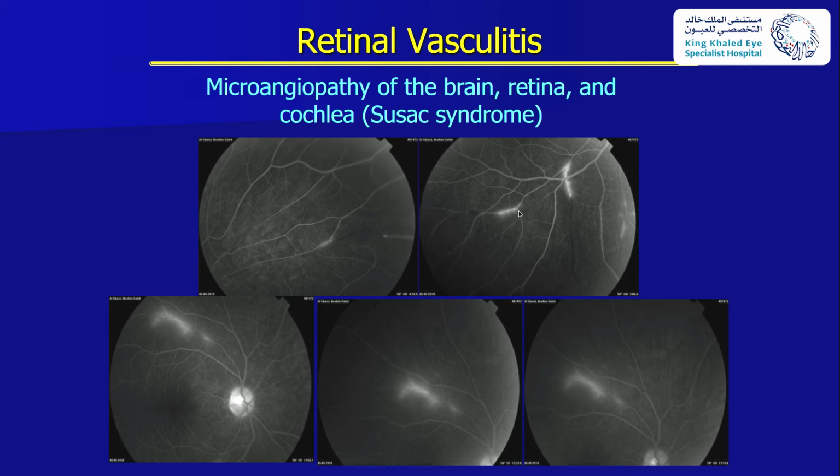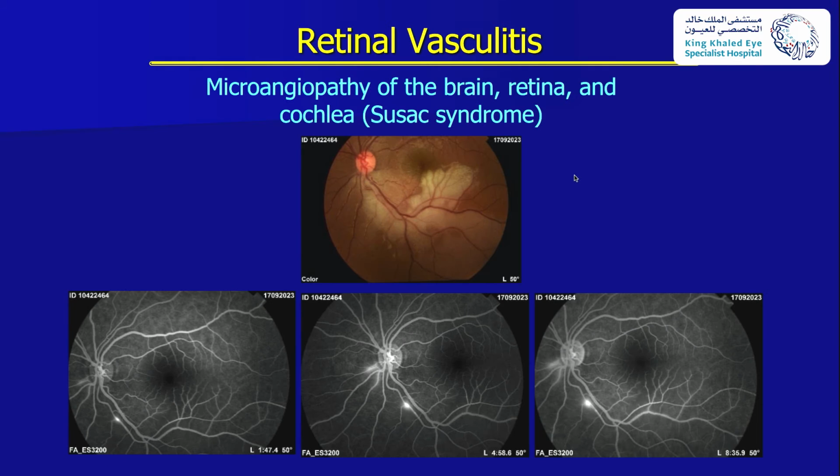And again, look at the fluorescein angiography. It's typical. Multiple arteriolar occlusion, and fluorescein angiography will show you that at the site of occlusion we have leakage. Now this is the last patient.